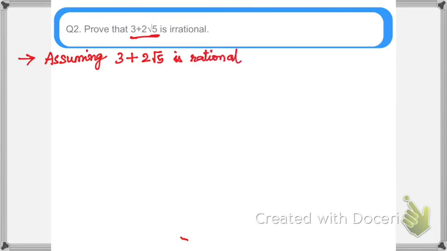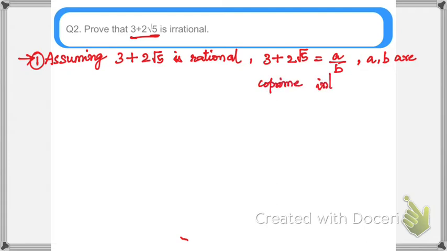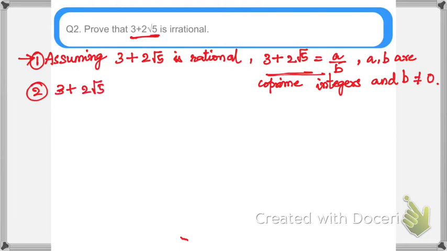Assuming it to be rational, this is step number 1. Now assuming it to be rational, you will get 3 plus 2 root 5 is equal to A by B, where A and B are co-prime integers and B is not equal to 0.